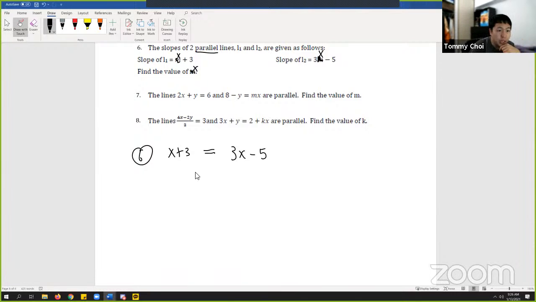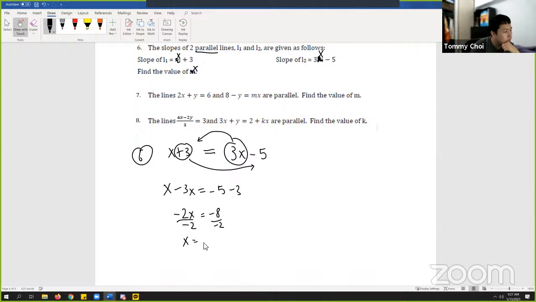It's just asking you to do algebra. So it's x plus 3 equals 3x minus 5. We move the 3x there. We move the plus 3 there. So I'm going to get x minus 3x is equal to negative 5 minus 3. And you should end up here. This is for question 6. You should end up with negative 2x equals negative 8. Dividing both sides by negative 2, you're going to get x equals 4. And that's the final answer.